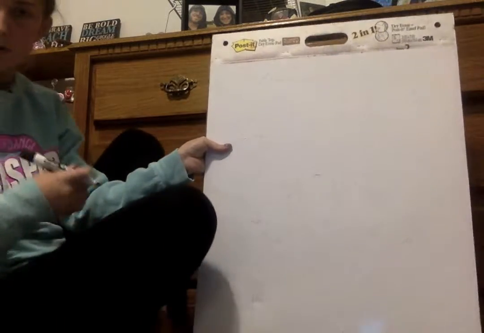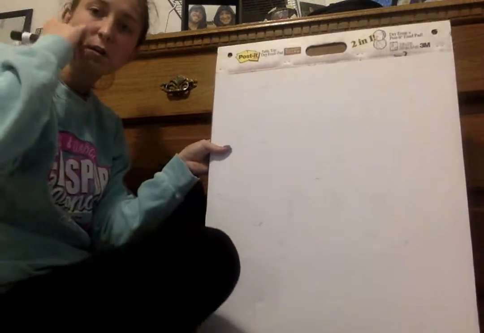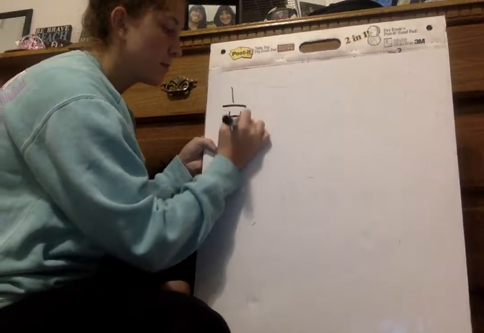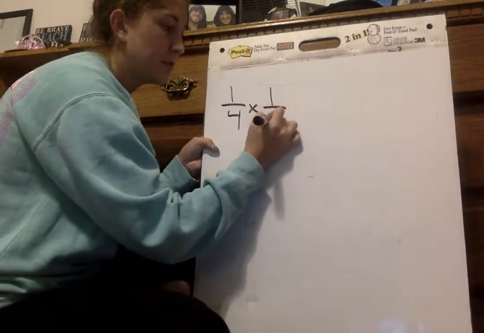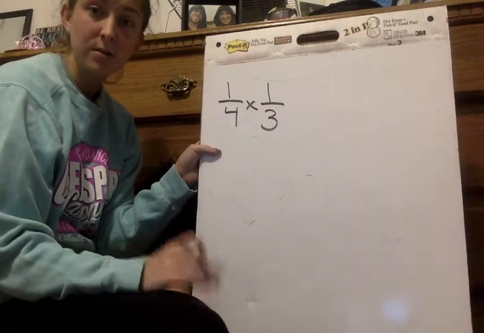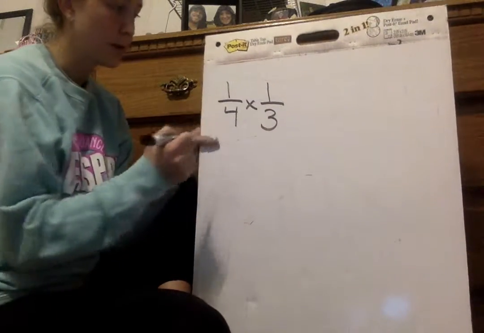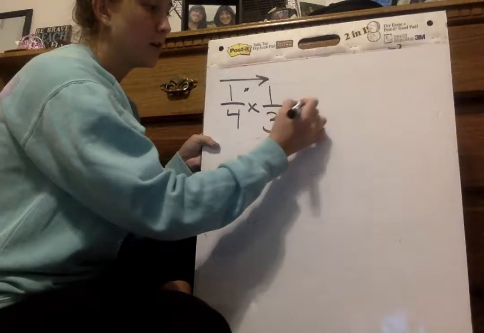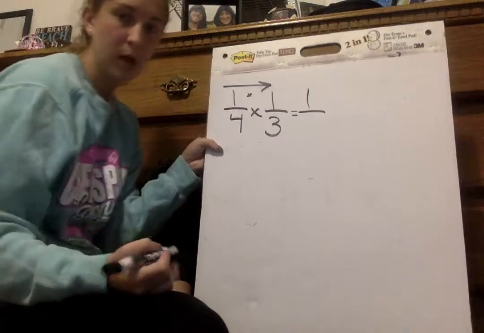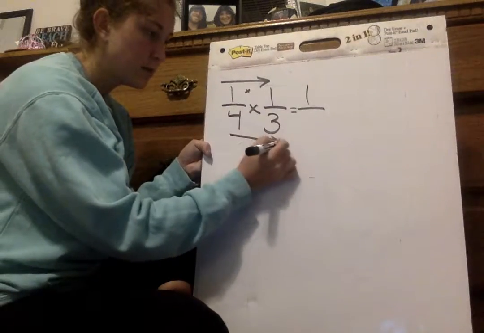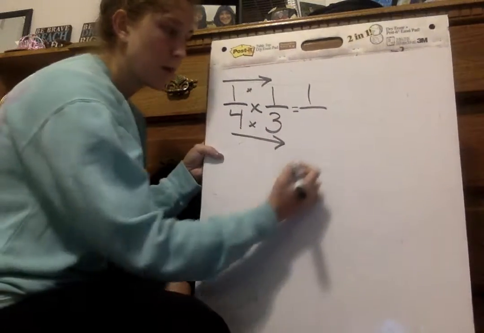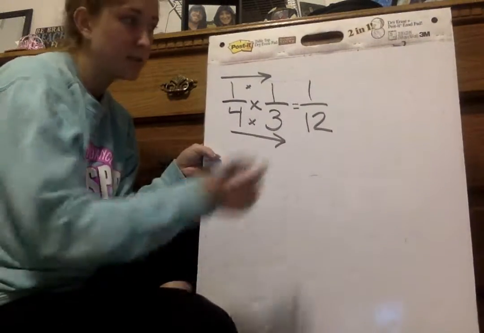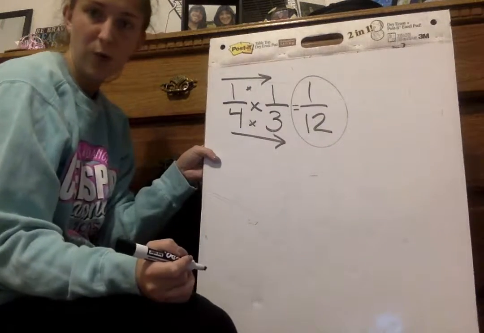Alright, we're going to start with some example problems. The first example that we're going to do is very simple. It's going to be 1/4 times 1/3. Okay, so step 1 I said was to multiply your numerators. So I need to multiply 1 times 1. So I know that 1 times 1 is 1. Next step I need to do is I need to multiply 4 times 3, and I know 4 times 3 is 12. Therefore, your answer to this problem is simply just 1/12.